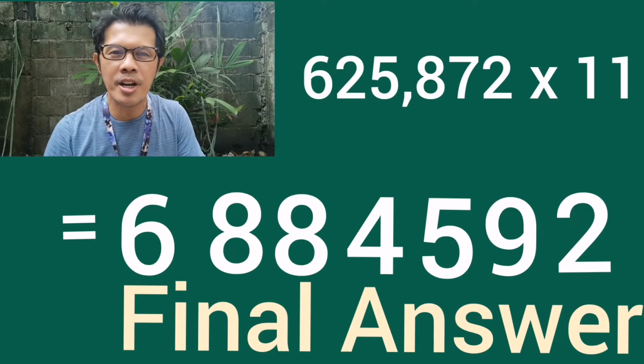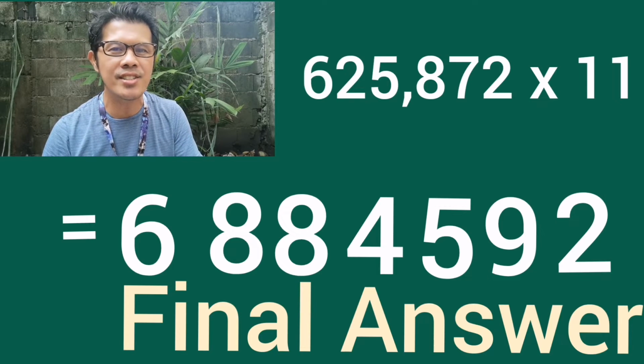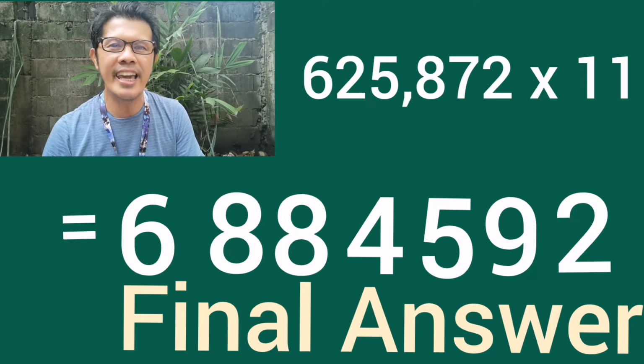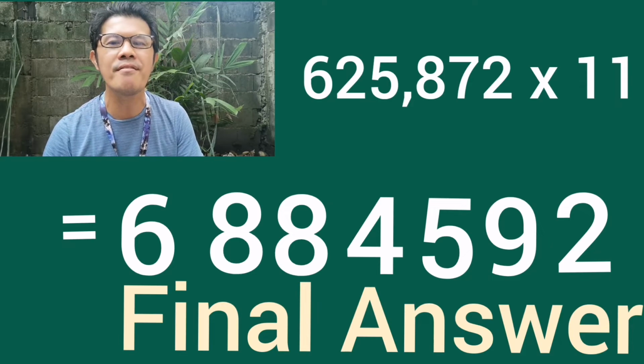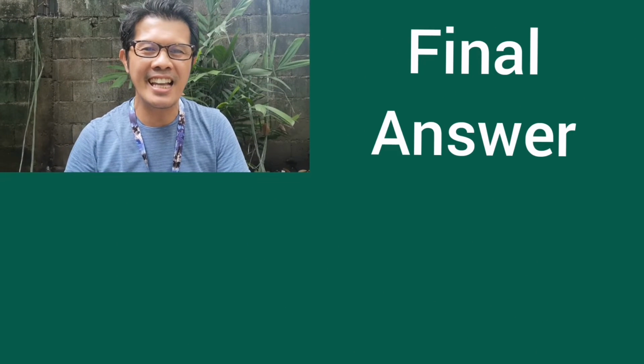Therefore, the product of 625,872 times 11 is 6,884,592.